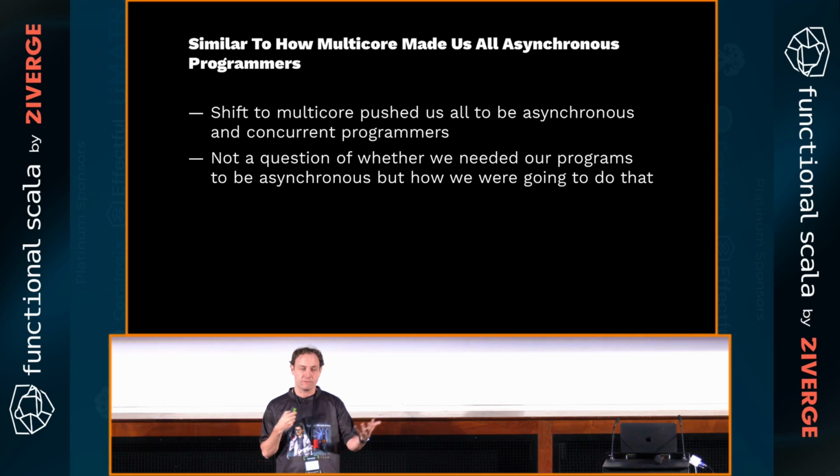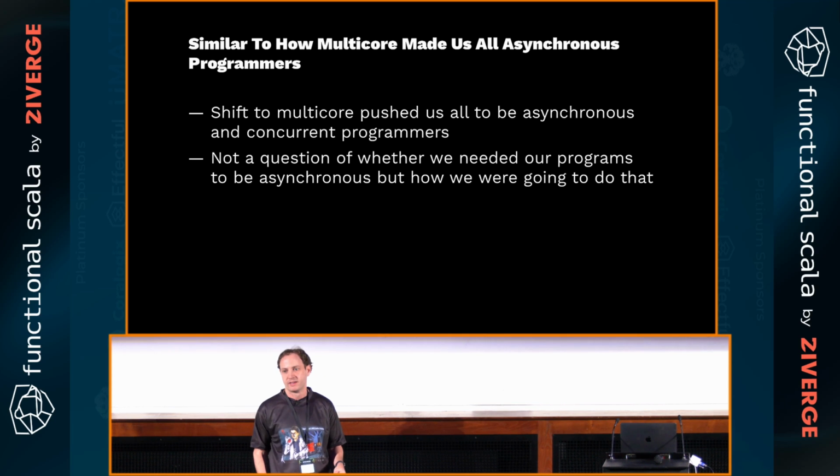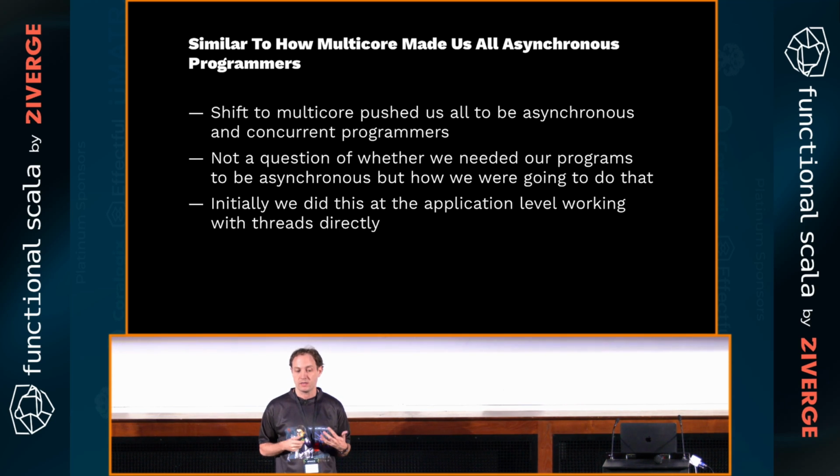And what that meant for all of us as developers is that we all had to become asynchronous and concurrent programmers. We were all doing this initially basically with callbacks, right? That was the application level solution of handling this. So we say, okay, we got all these different cores, we need to do things with them, we need to use threads, we need to use callbacks, we need to have atomic variables and all these things.